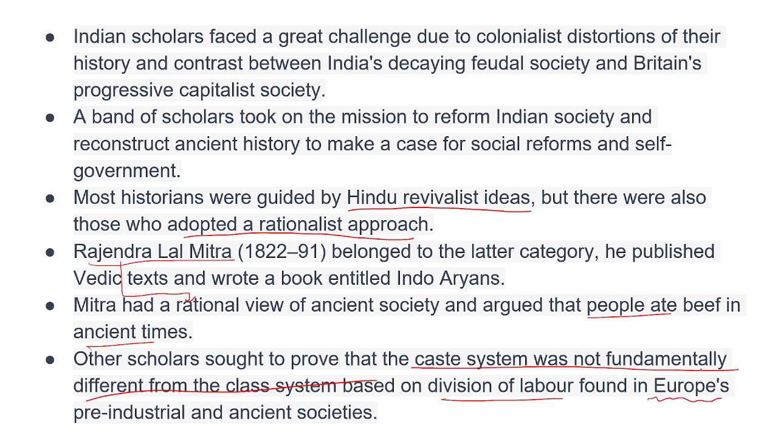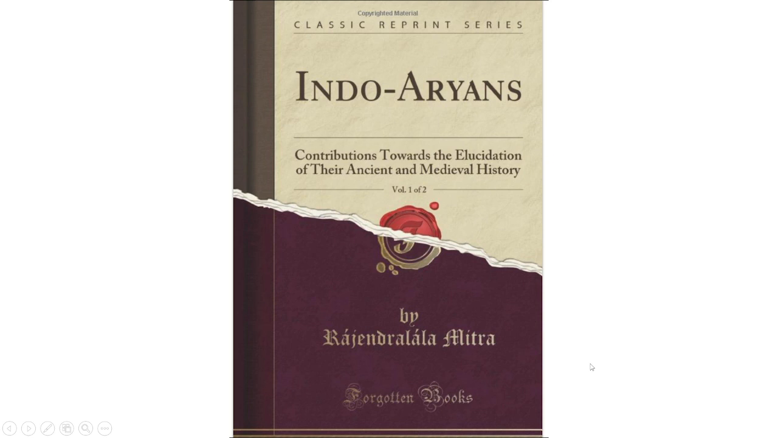You can also, अगर कास्ट के बारे में आपको कहीं लिखने का मौका मिला, you can also write this, that other scholars, the nationalists, they proved that the caste system was not fundamentally different from the class system based on division of labor, which was also found in Europe's pre-industrial and ancient societies, right? अगर similarity कहीं दिखाने को मिला. And this was the book by Rajendra Lal Mitra. Fine. This is the book.